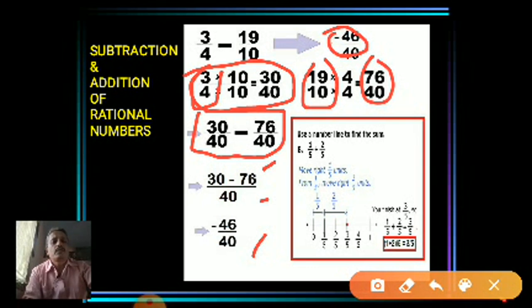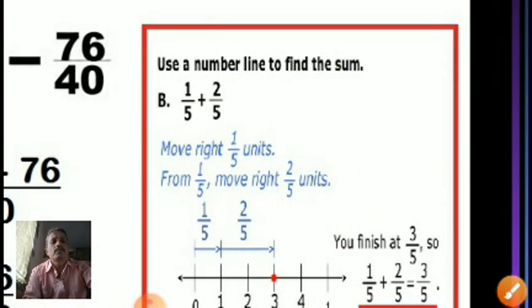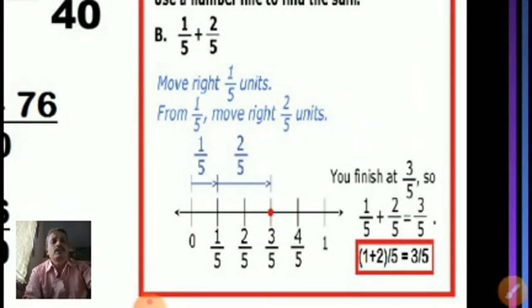Now check it for addition. You may be confused about how to do the addition. 1 upon 5 plus 2 upon 5. Now move right side 1 unit. On the number line also we can represent these things. And how to get the answer? The plus and minus are given here.